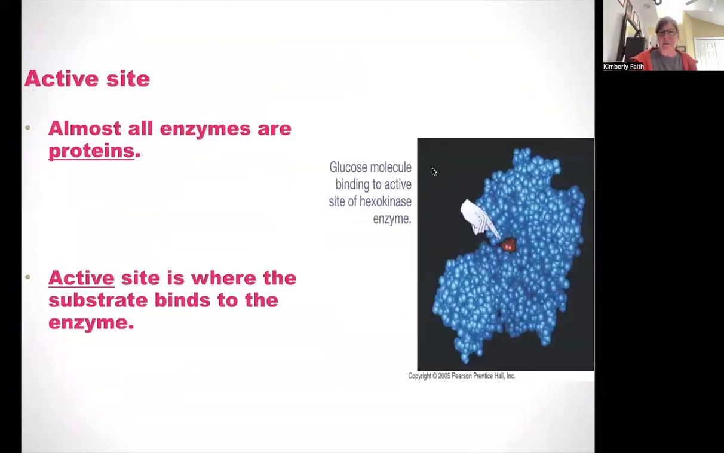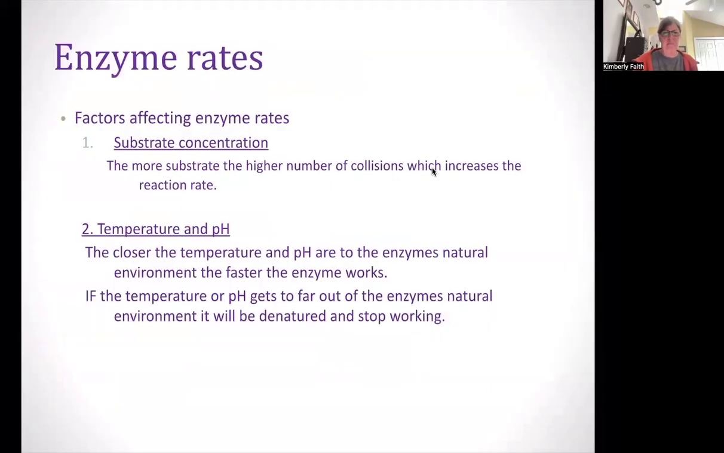So again, here's the active site. We can see this little model here where that substrate would bind. Almost all enzymes again are proteins. We can see just that picture there. So things that affect the rate of enzymes are, well, we really need to have those collisions occur, right? We need that substrate to run into the enzyme and not just run into it, but to actually run into that and bind at the binding site. And so if you have more substrate, you're going to increase your number of collisions and that chemical reaction will go faster.